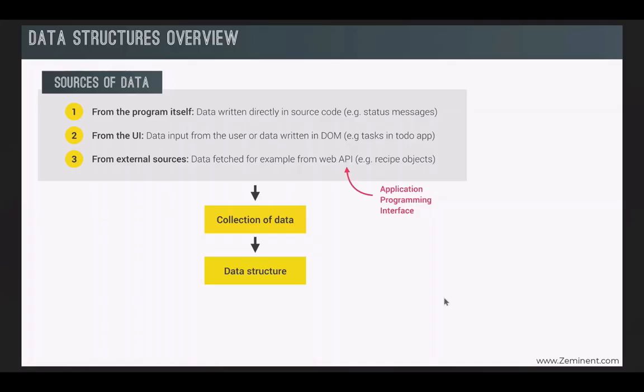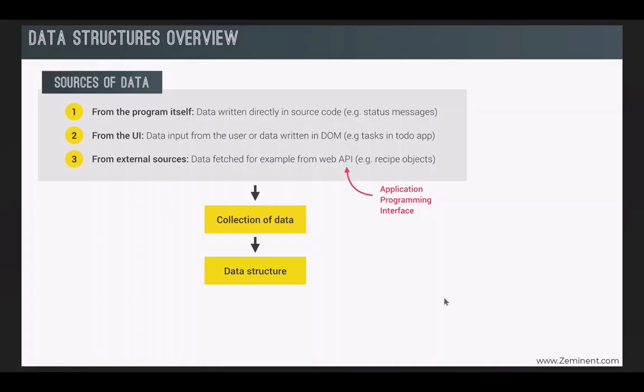So I want to start this video by quickly categorizing where the data can actually come from. There are essentially three sources of data. First, data can be written within the program, so in the source code itself, like a status message that can be displayed on a web page based on our action. Second, data can come from the user interface, so from the web page. It can either be data that the user inputs into some form, or data already written in the DOM, for example the user's tasks in a to-do app, or expenses in a budget app or anything like that.